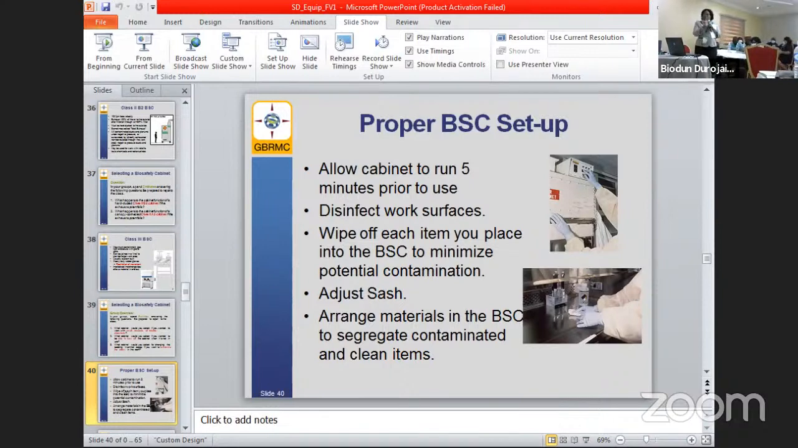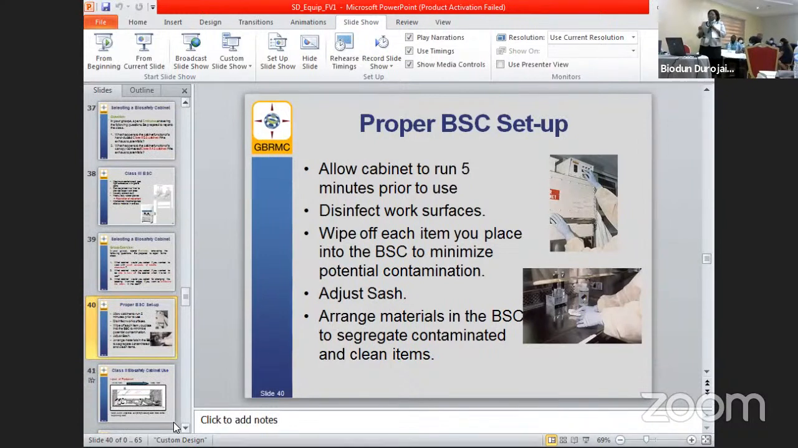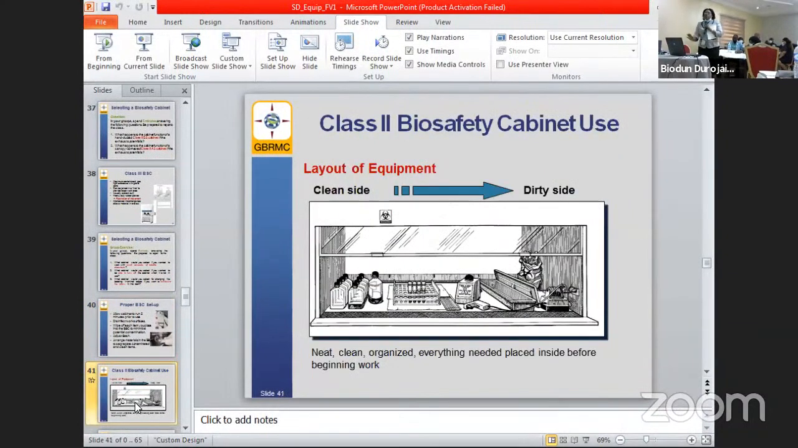Okay, and also remember this one that talked about arranging materials to segregate. This area is clean. Sometimes you see people when they are working in their BSC, it's a madhouse. So you have to be orderly. You walk from clean area to dirty area, not from dirty to clean. So layout of equipment, clean side, dirty side. You can see this is neat, clean, organized, everything needed placed inside before beginning work. Not after starting, you run out and go and bring something.